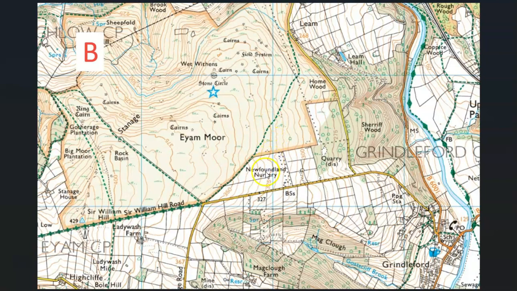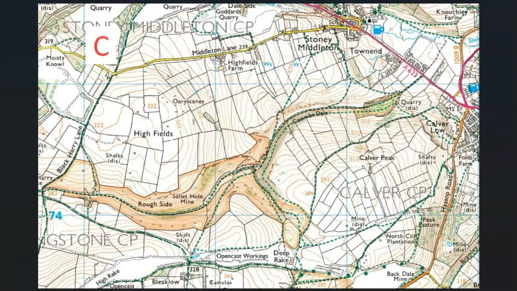So we couldn't be anywhere over to the east of the mast, because the mast is pretty much the highest point there, so that doesn't really fit. What about the third map, map C?